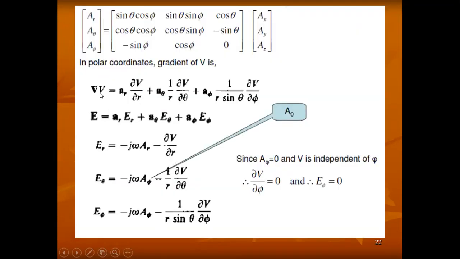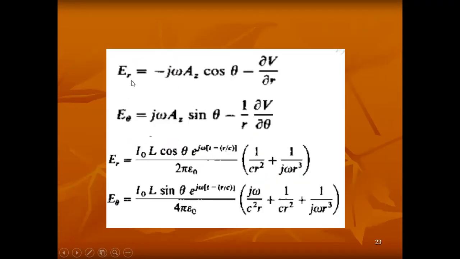So this is del V. So ER, E theta and E phi. To find the electric field intensity, we are using that. This is the spherical coordinate system. This system of ER, E theta, E phi is the spherical coordinate system. So we are using it, and this is the simplification. So ER and E theta can be simplified.